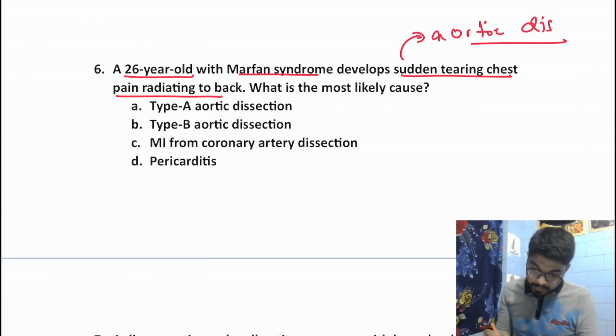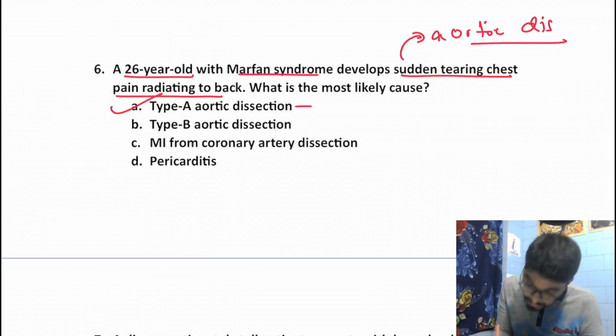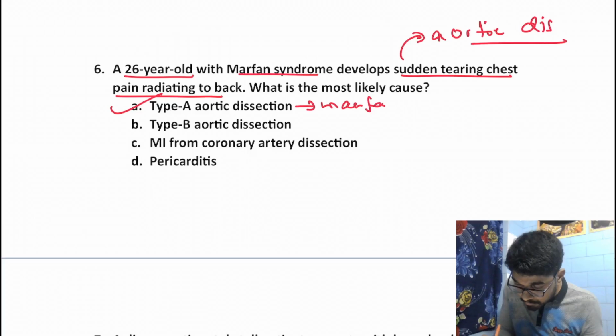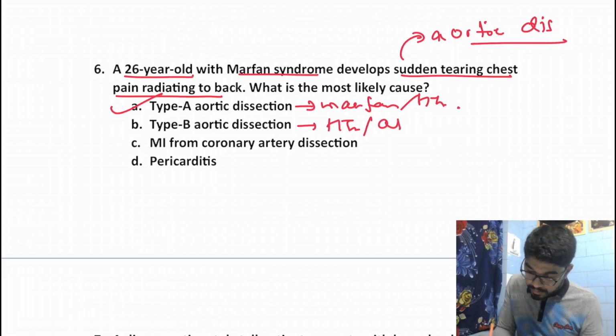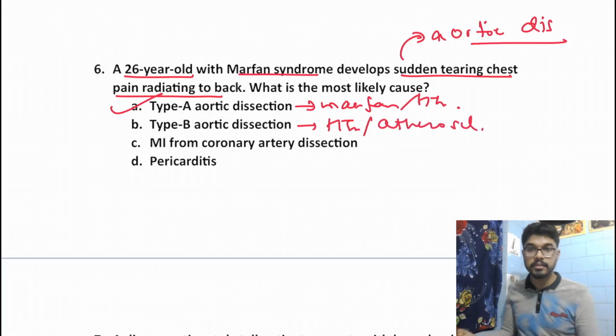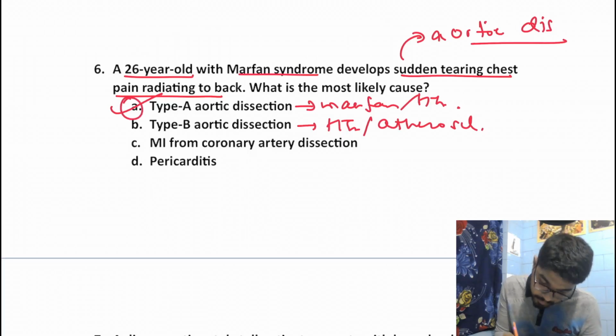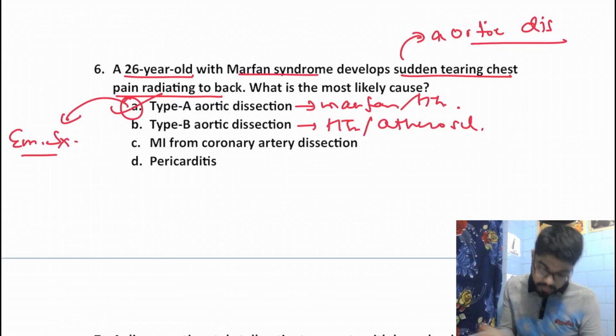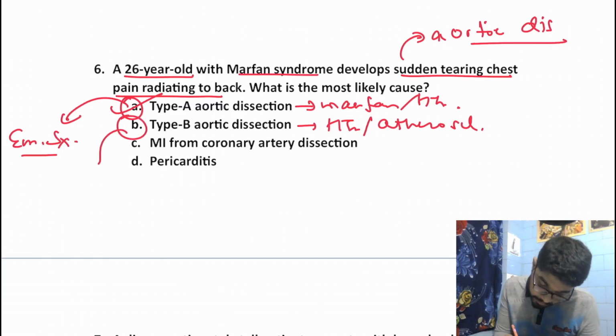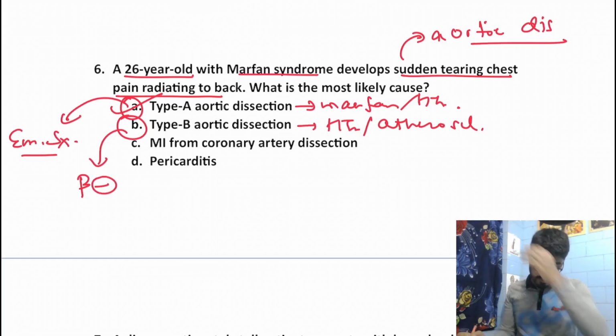And if you have to select between type A and type B, it should be type A. Type A is associated with both Marfan and hypertension, whereas type B is almost always due to hypertension or atherosclerosis. Okay. And remember another few important things, that in type A we always have to go for an emergency surgery, whereas in type B we start with beta blockers.